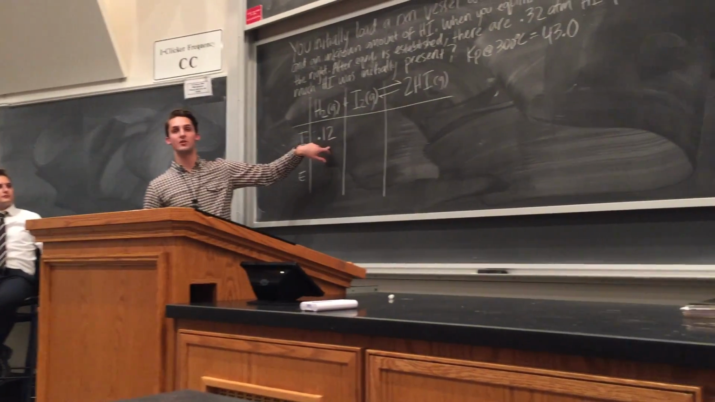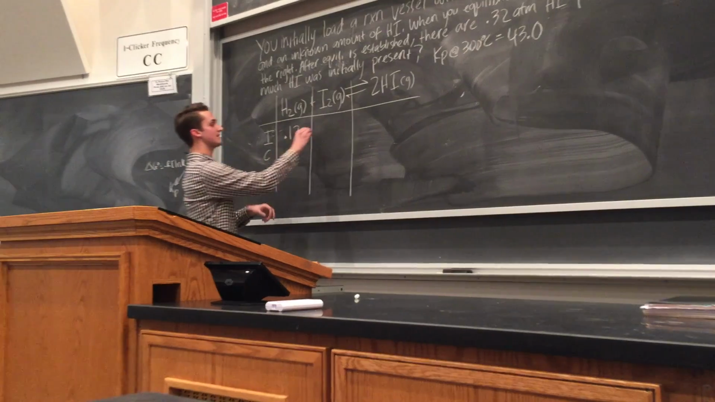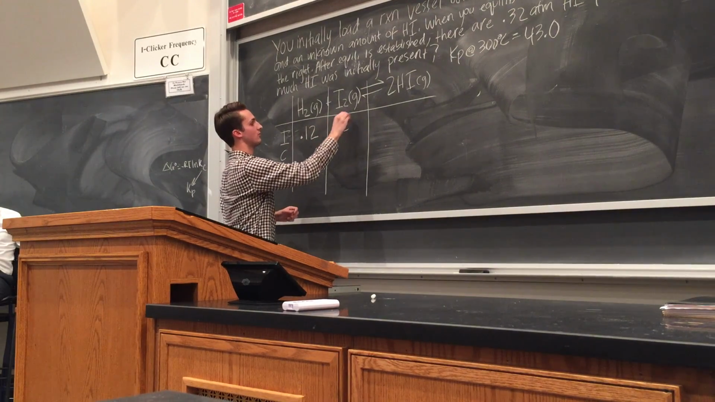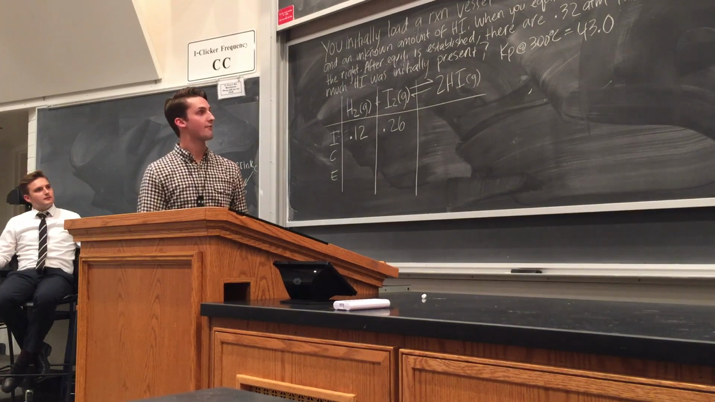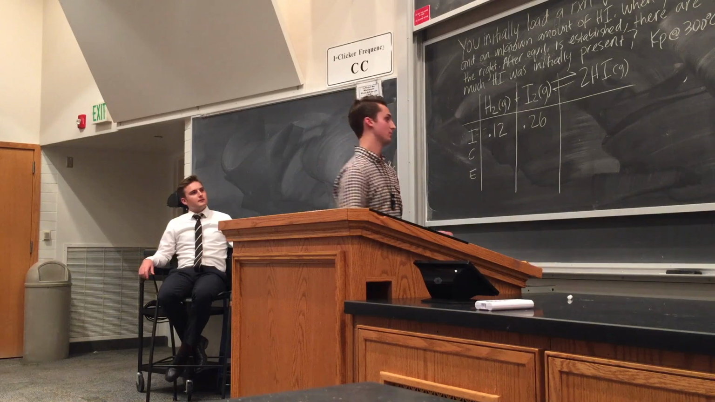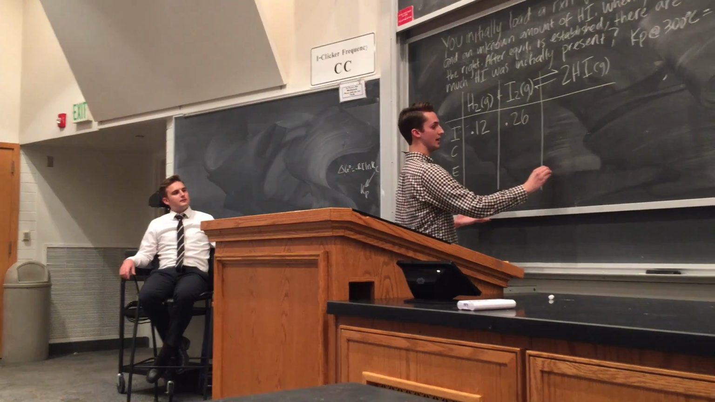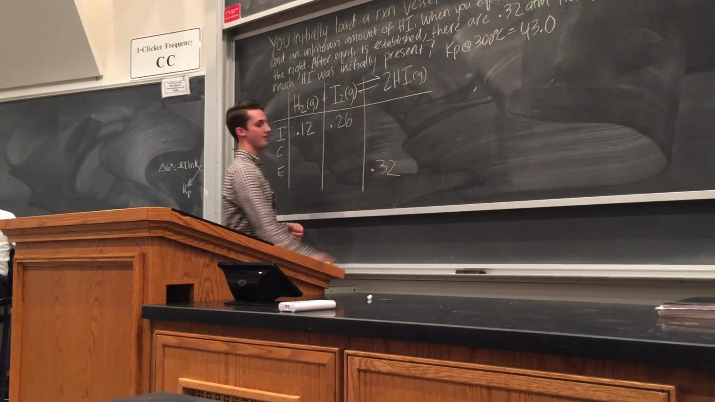Okay, so we have 0.12 atmospheres of H2, and we have 0.26 atmospheres of I2. The next piece of data they tell us is that we have 0.32 atmospheres of HI at equilibrium. So for my E down here, I have 0.32 of HI.